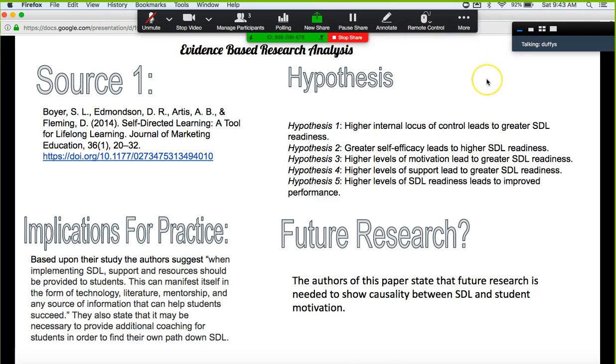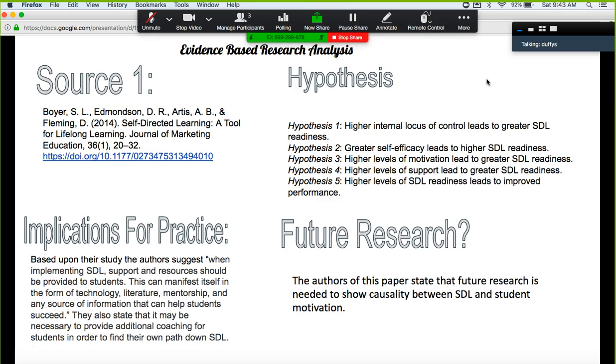So the first piece of our data analysis was from the Journal of Marketing Education. The authors of this piece of research were looking to prove or disprove these 5 hypotheses, which you can see on the screen. The authors of this study did not use original research to look critically at these 5 hypotheses. Instead, they did a meta-analysis of 34 different research papers to determine the validity of their hypotheses. The results of their meta-analysis were as follows.